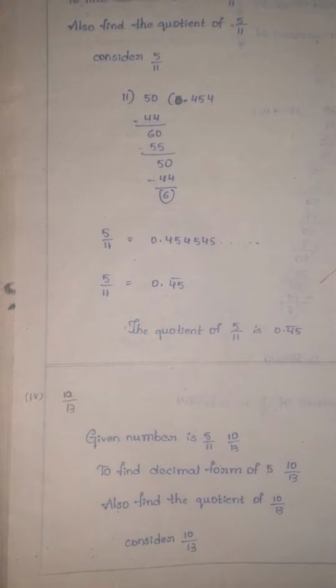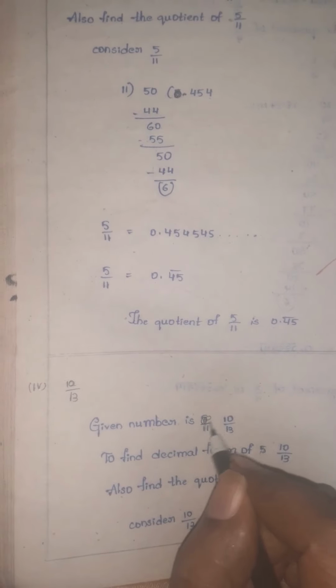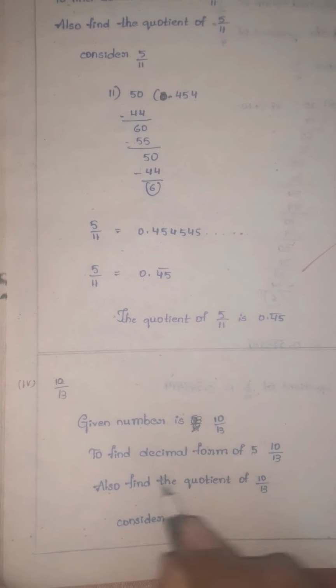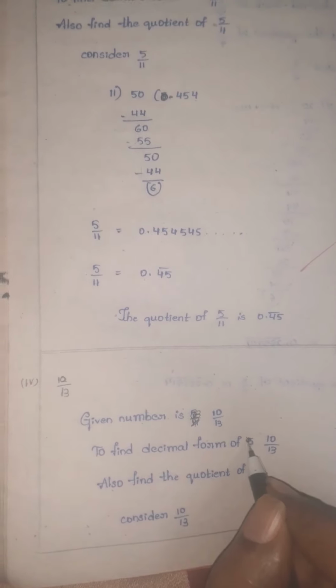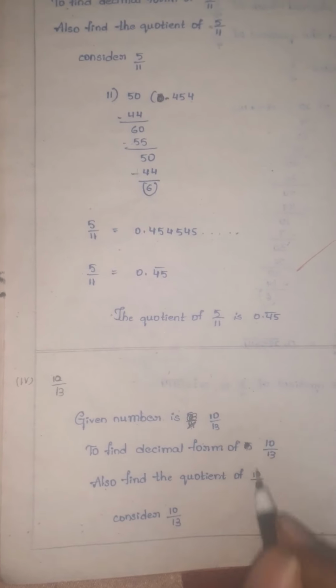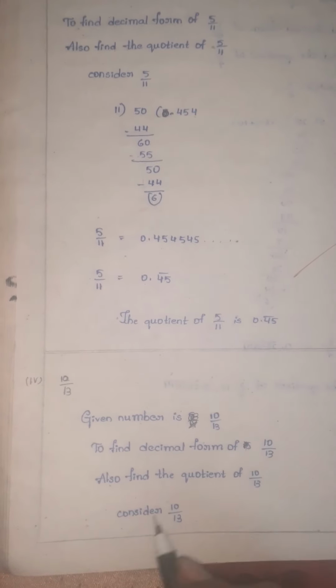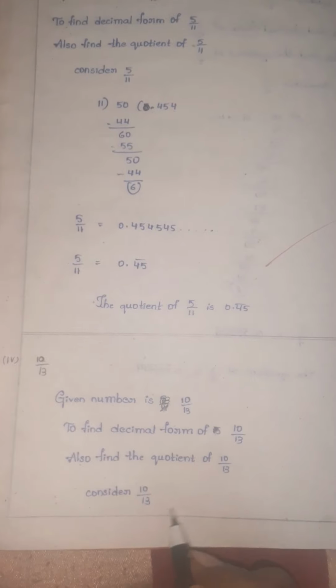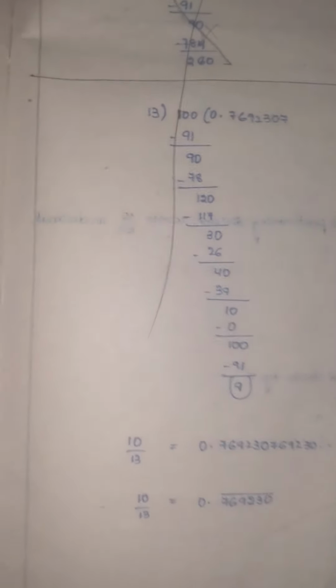Next, the fourth one. The fourth one is 10 by 13. Your number is 10 by 13. So to find the decimal form of 10 by 13, also find the quotient of 10 by 13. So consider 10 by 13. So here it is, children.